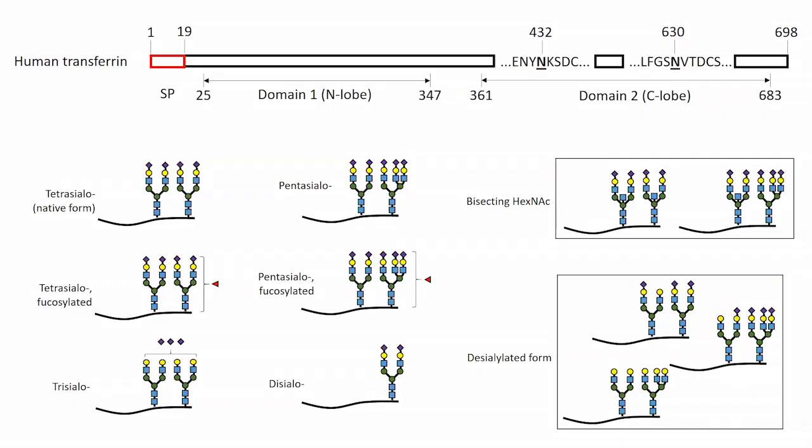The native form of the transferrin in circulation is the tetrasialo form. We also found some of the pentasialo form in normal subjects. These two kinds of transferrin can both be fucosylated with the addition of a fucose residue. We can also find some of the trisialo transferrin, as well as a very small amount of the disialo transferrin. Some of them, of course, can also be modified by a bisecting N-acetylglucosamine, and we can also find some of the asialo transferrin in the case of CDG.